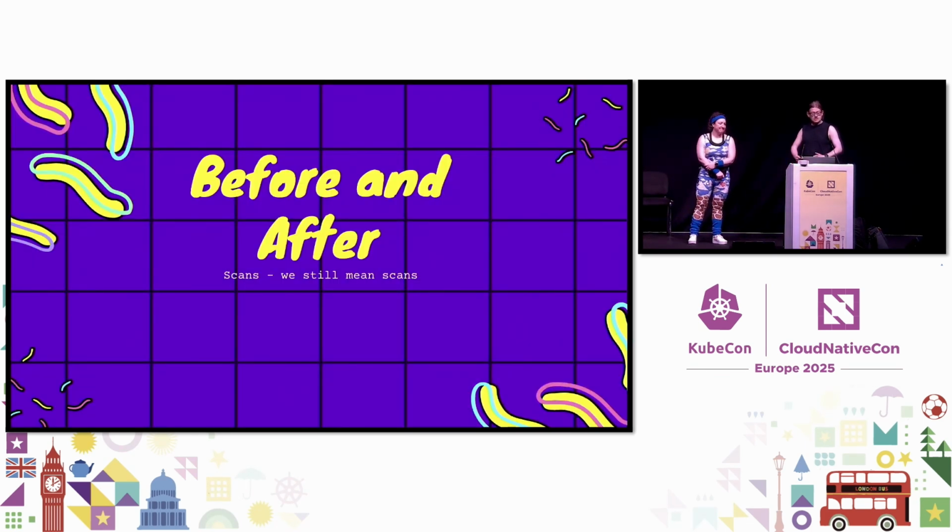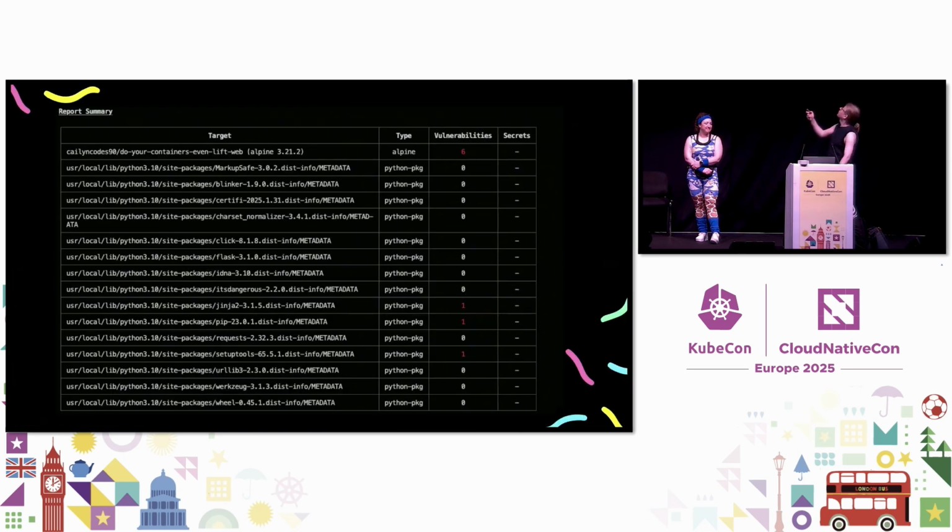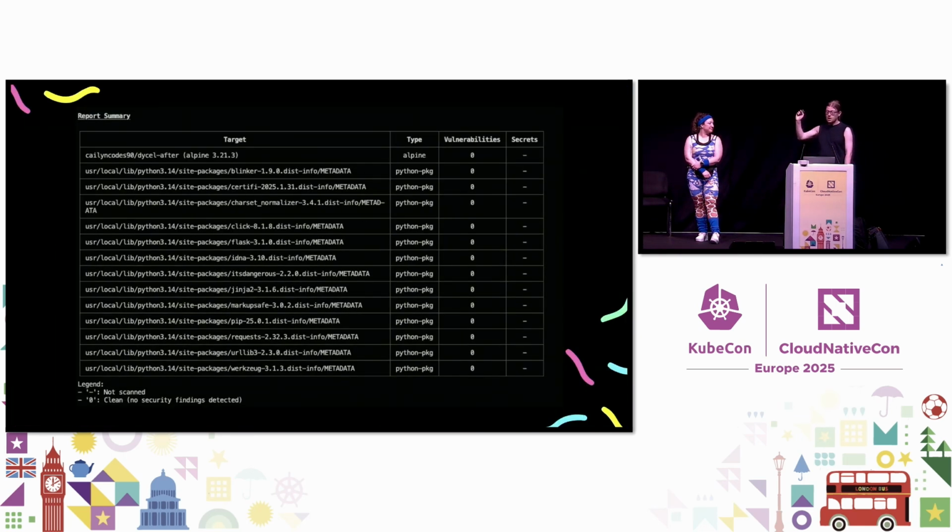So, time for a before and after. Everyone loves a before and after, and by this we still mean scans. And we're going to see how Squishy Bin has made its transition to Cailyn container. So before, we had a bunch of vulnerabilities that we needed to take care of. And now, no more known vulnerable packages are installed.